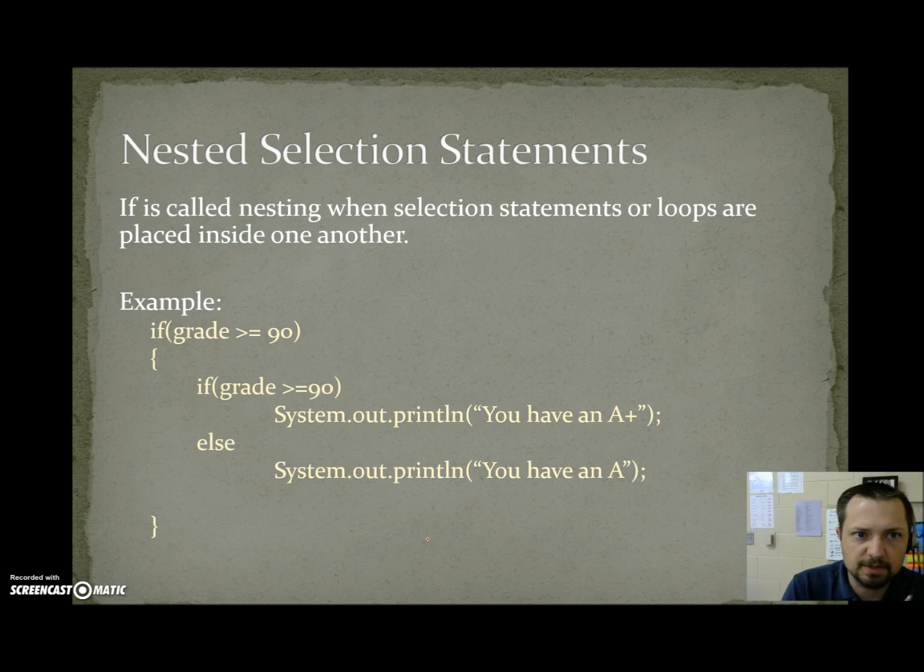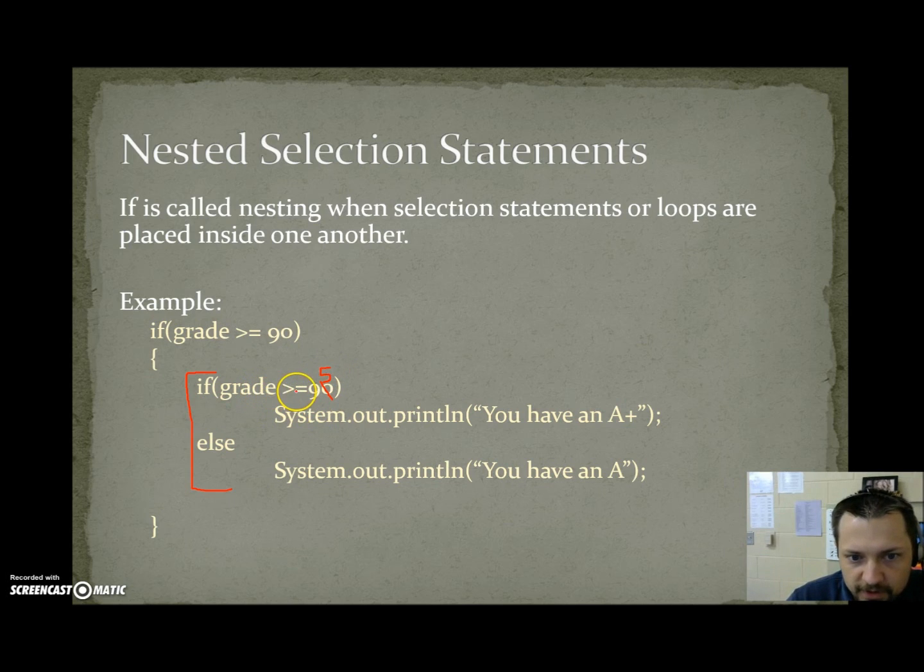Nested selection statements. It is called nesting when selection statements or loops are placed inside one another. For example, if we wanted to modify our grade assignment to show you have an A or A+, we could say if your grade is greater than or equal to 90, do the below code. And inside our block, we have an if and an else if.